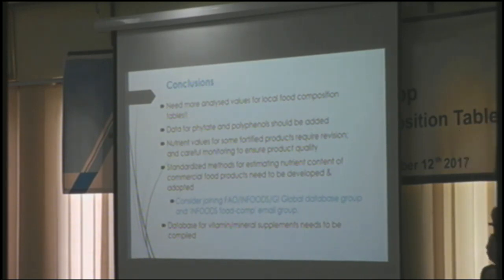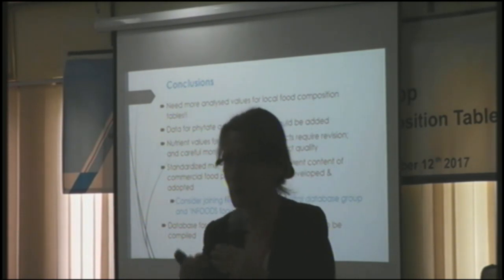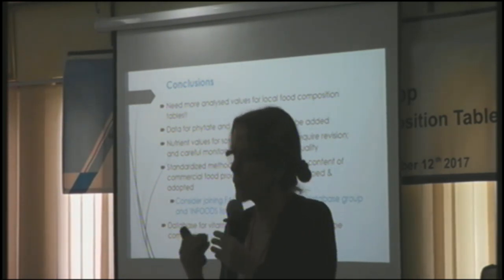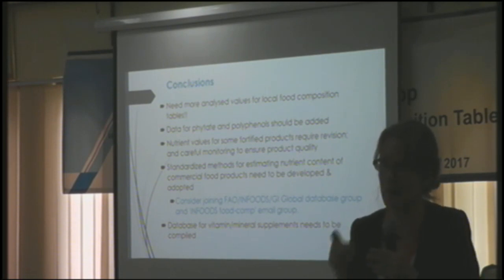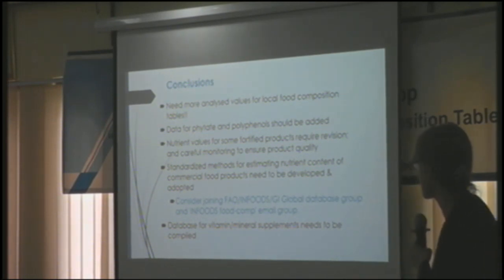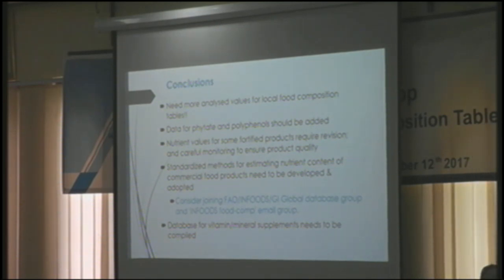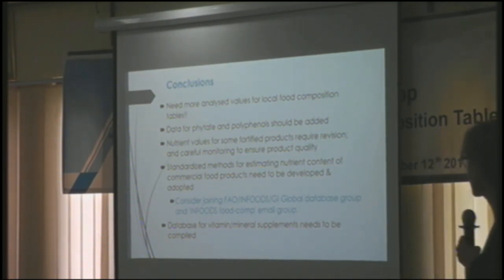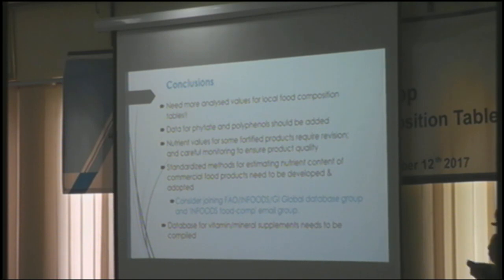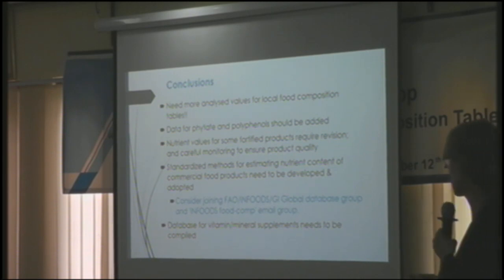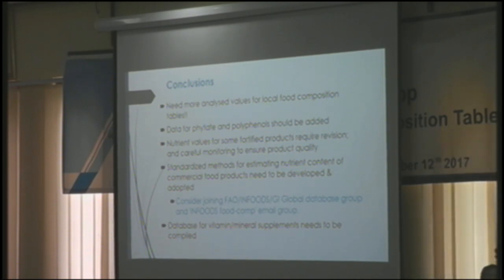So, in conclusion, we definitely need more analyzed values for the composition table. It's a real need for anything to do with dietary assessment. Luckily, there's a global interest developing in the need for food consumption data. It is now being recognized, so there are resources going into this. Data for glycemic index and maybe polyphenols, fatty acids, and amino acids should be added. Nutrient values for fortified products need to be monitored and potentially revised. Standardized methods for estimating nutrient content of commercial food products need to be developed and adopted. A database for vitamin and mineral supplements needs to be compiled.